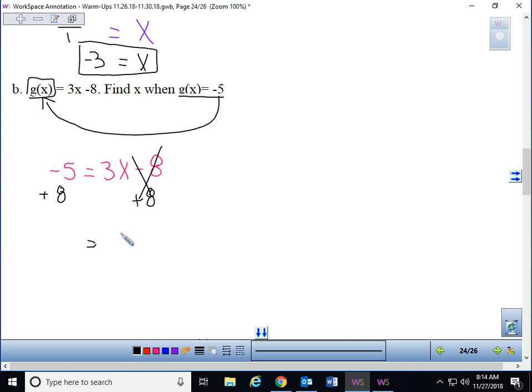This gives me 3x on the right, and negative 5 plus 8, well, that's just positive 3. Getting x by itself, you're undoing the secret operation of multiplication with division, so divide both sides by 3. This gives me x equals 1. Again, this is saying if the output is negative 5, the input has to be 1, given our 3x minus 8 function.